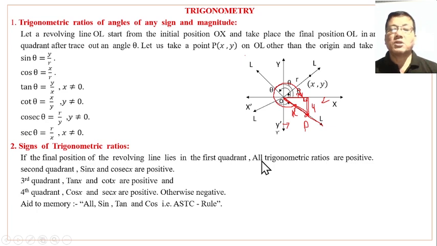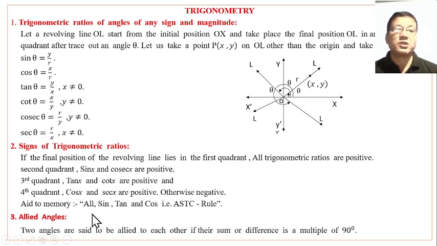To remember this there is a rule: All Sin Tan Cos, meaning in the first quadrant all are positive, in the second sin, in the third tan, and in the fourth cos. Now, allied angles. Two angles are said to be allied to each other if their sum or difference is a multiple of 90 degrees. Such angles are called allied angles.